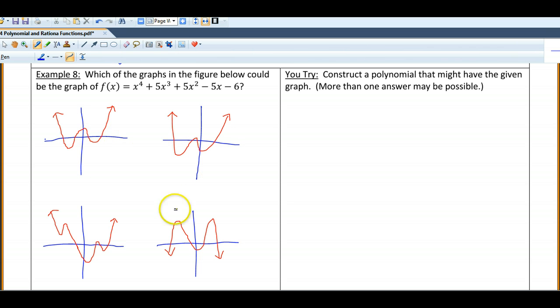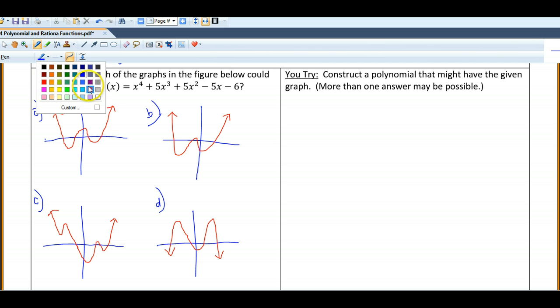So 3 out of 4 of these have a negative y-intercept. This one has a negative y-intercept, this one has a negative y-intercept, this one does too. But this one has a positive y-intercept. So already we know it can't be this one. Here, let me label these A, B, C, and D. Let me change colors. Let's use purple. Okay, so already we know it can't be that one because it has a positive y-intercept. Okay? Now write that down. Positive y-intercept.